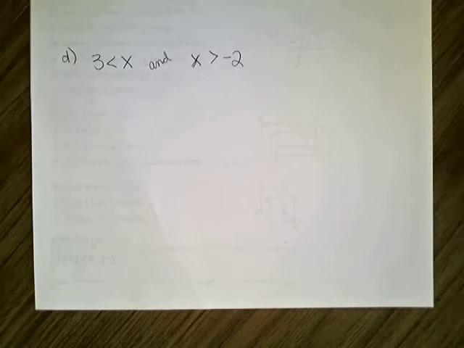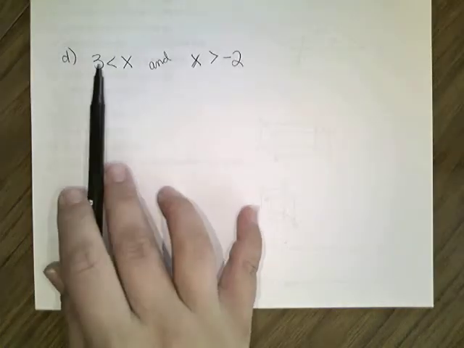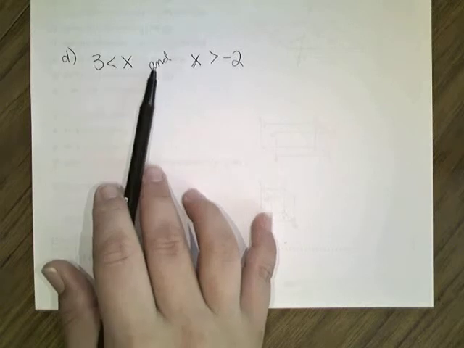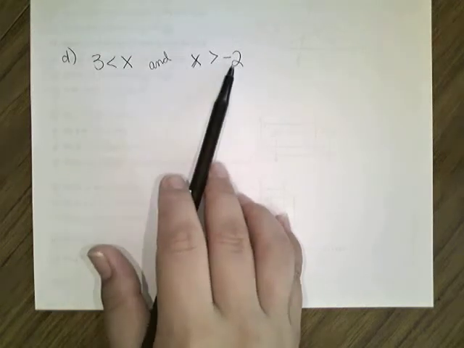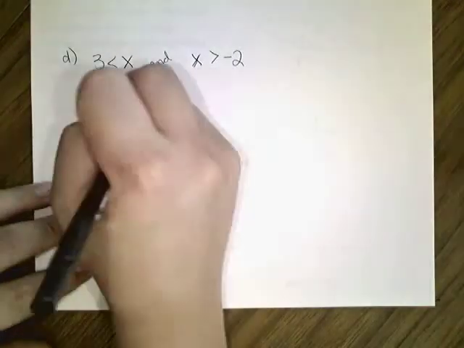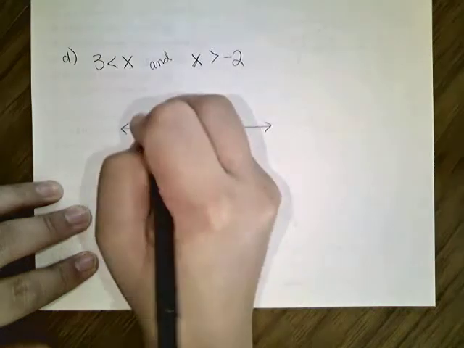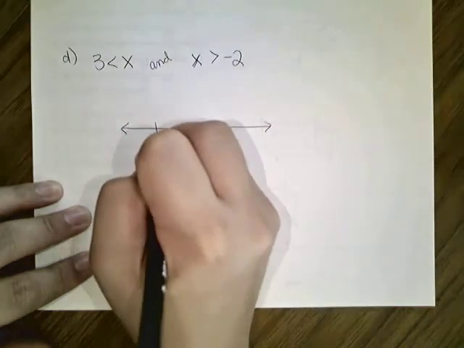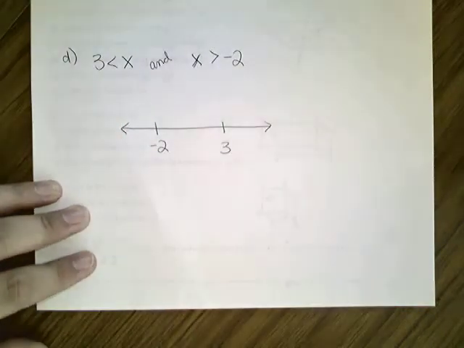Not all "and" compound inequalities are going to result in a three-part inequality like the previous example. For instance, here we have again something simple. We have 3 is less than x and x is greater than -2. So again, I'm going to go ahead and plot these on a number line. We have our two boundary values, -2 on the left, 3 on the right.